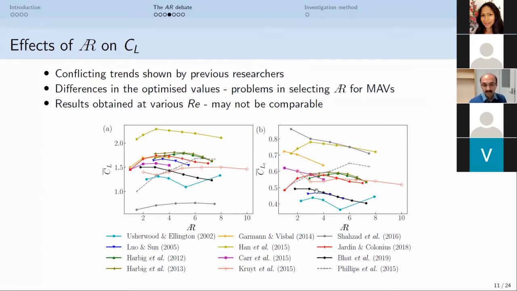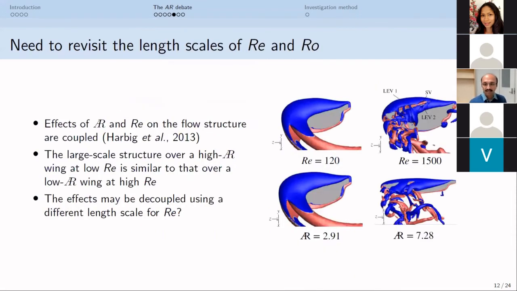So this perhaps might be because of coupling effects with some other parameters. And that's what was the focus of our study. And before that, I'll talk about 2 different studies here. So the first study was done by Harbig et al. from Monash University. Rob Harbig was actually studying the effect of Reynolds number and aspect ratio, both of them.